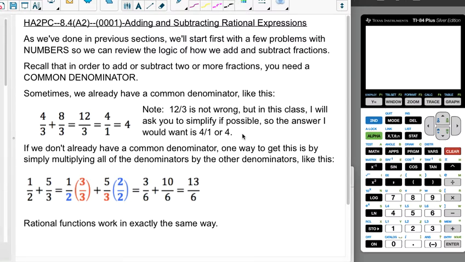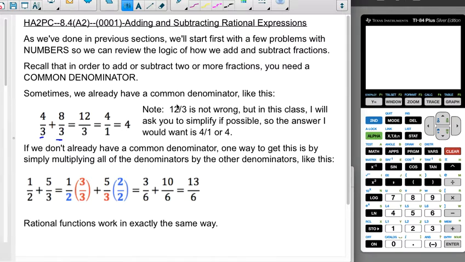So realistically, I know it's stressful when we put letters in your math, but variables behave just like numbers, and if we can remember that, then it's a little bit less stressful. So, recall that in order to add or subtract two or more fractions, you need to get a common denominator. So sometimes we already have a common denominator like this, right? So 4/3 plus 8/3. Hey, they already have a 3 as the common denominator. Great. So we can just add the numerators and get 12/3, which is 4/1 or just 4.